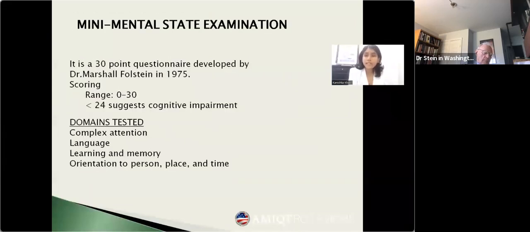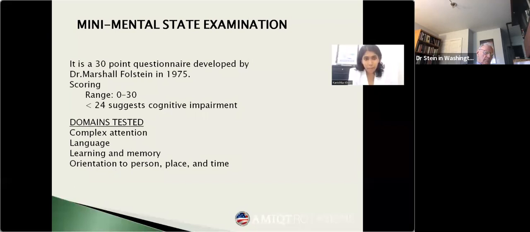And the most common screening test that we use here in the clinic is the Mini-Mental State Examination, which is a 30-point questionnaire developed by Dr. Marshal Folstein back in 1975. It's a proprietary test, and the scoring ranges from 0 to 30, and less than 24 suggests that a person has cognitive impairment. The domains tested include complex attention, language, learning and memory, orientation to person, place, and time.